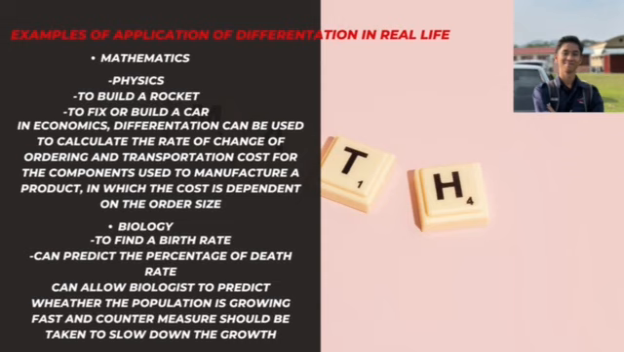Okay, so here we are looking at examples of the application of differentiation in real life. In physics, we can use it to build a rocket or to fix or build a car. In economics, differentiation can be used to calculate the rate of change of ordering and transportation costs for the components used to manufacture a product, in which the cost is dependent on the order size. In biology, we can use it to find a birth rate and predict the percentage of death rate. Also, it allows biologists to predict whether the population is growing fast and whether countermeasures should be taken to slow down the growth.